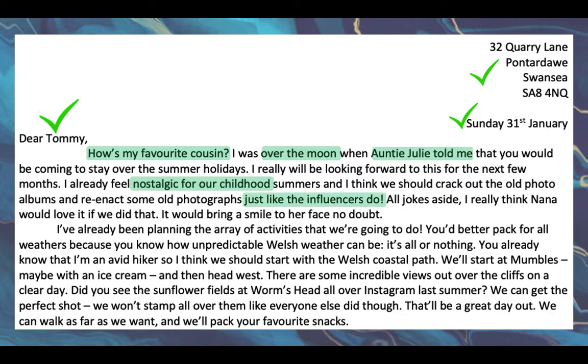We've got a cultural reference. From this letter, I think that they're writing to a family member that's a similar age to them. I know if I mentioned influencers to my grandmother, she would have no idea what I was talking about. So we've got, let's reenact some old photographs just like the influencers do. And we're using punctuation there, that exclamation mark, to show it's a really upbeat, chatty tone and a little joke, a cultural reference to indicate to the examiner that you're writing to someone who is the same age as you.